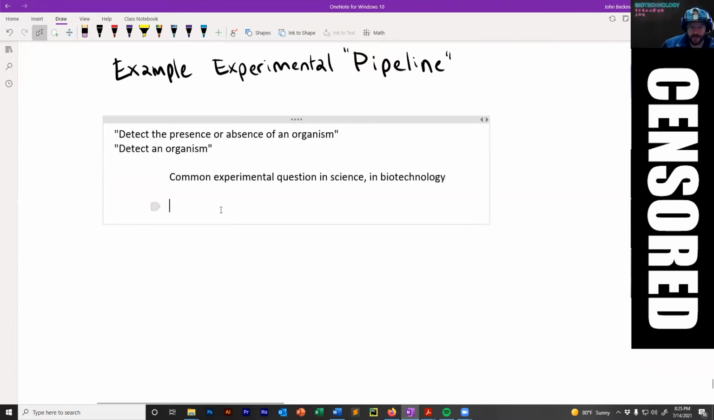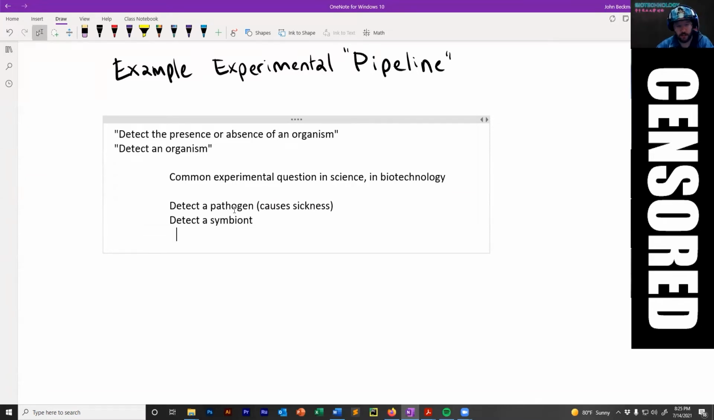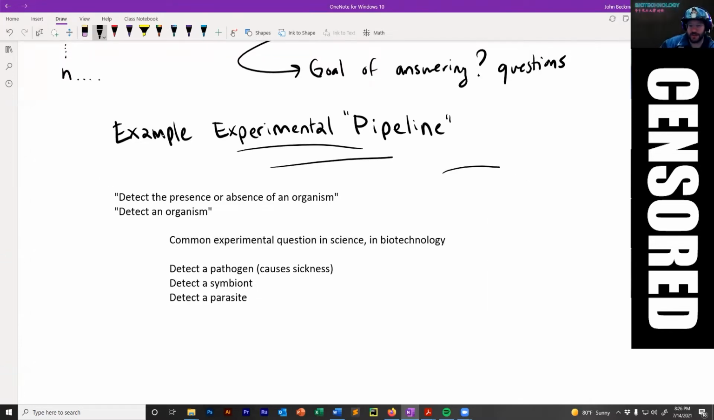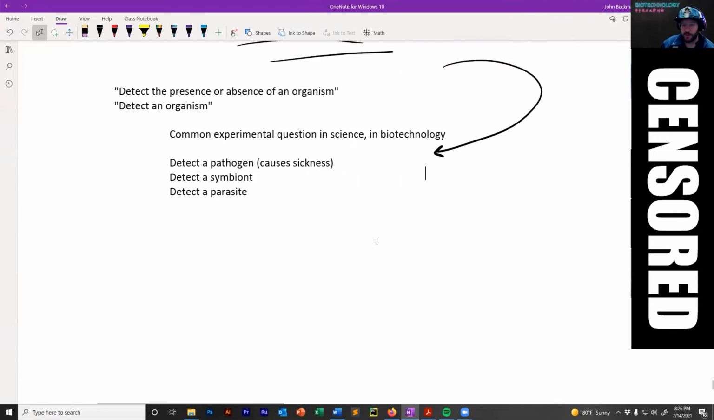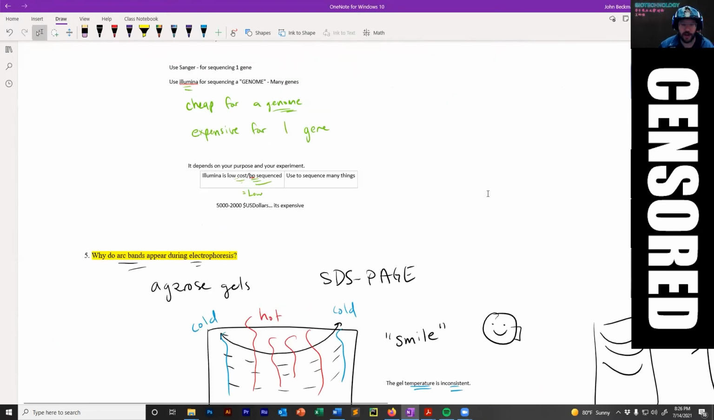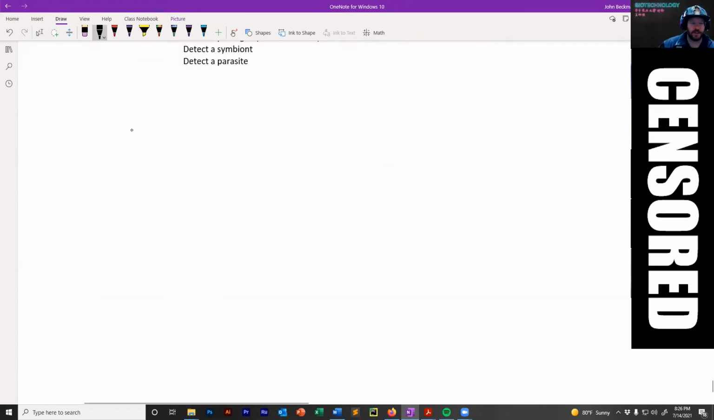So an example of this would be detect a pathogen, which causes sickness, or detect a symbiont, or detect a parasite, okay? These are common experimental questions, and I'm going to show you an experimental pipeline that you can use to answer these questions. So let me use a very, very specific example from my own research.